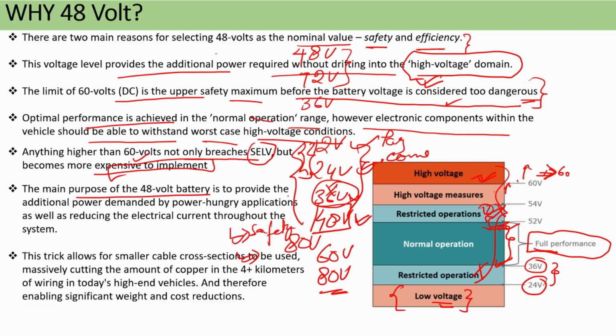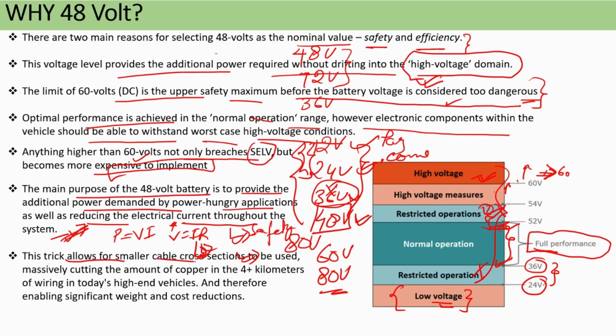affordable. The main purpose of the 48 volt battery is to provide the additional power demanded by power hungry applications, as well as reducing the electric current throughout the system. So it is reducing the electric current also. I hope you know P is equal to VI, or V is equal to IR. If you are increasing your voltage, then your current will be minimized.